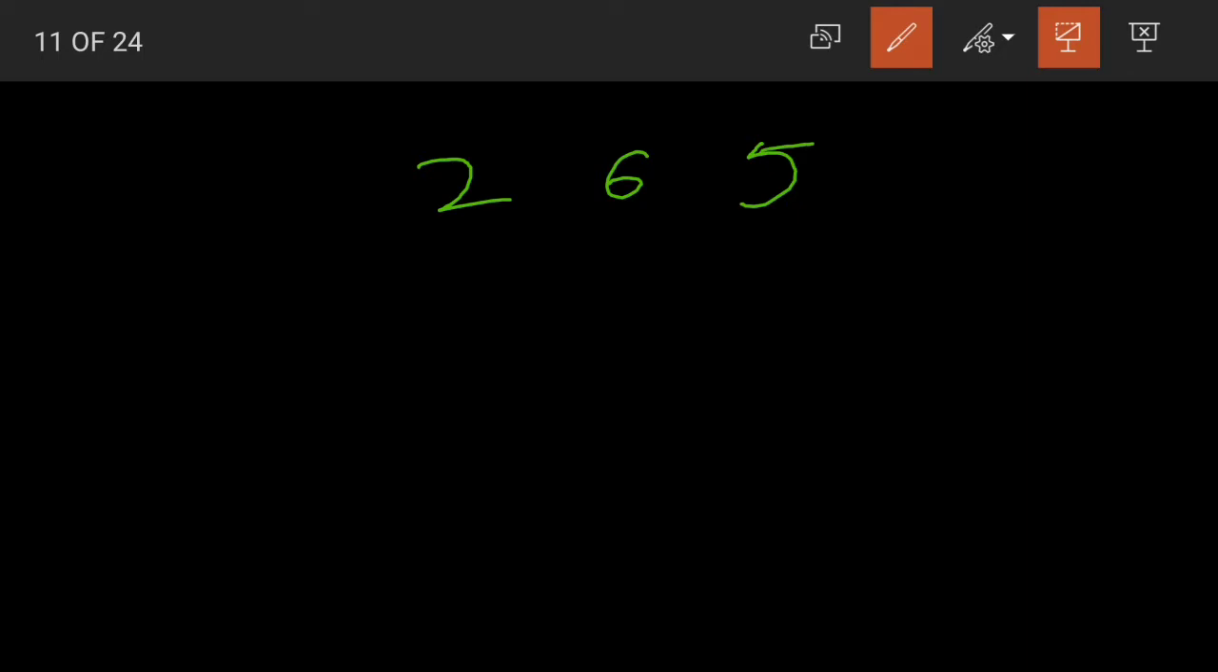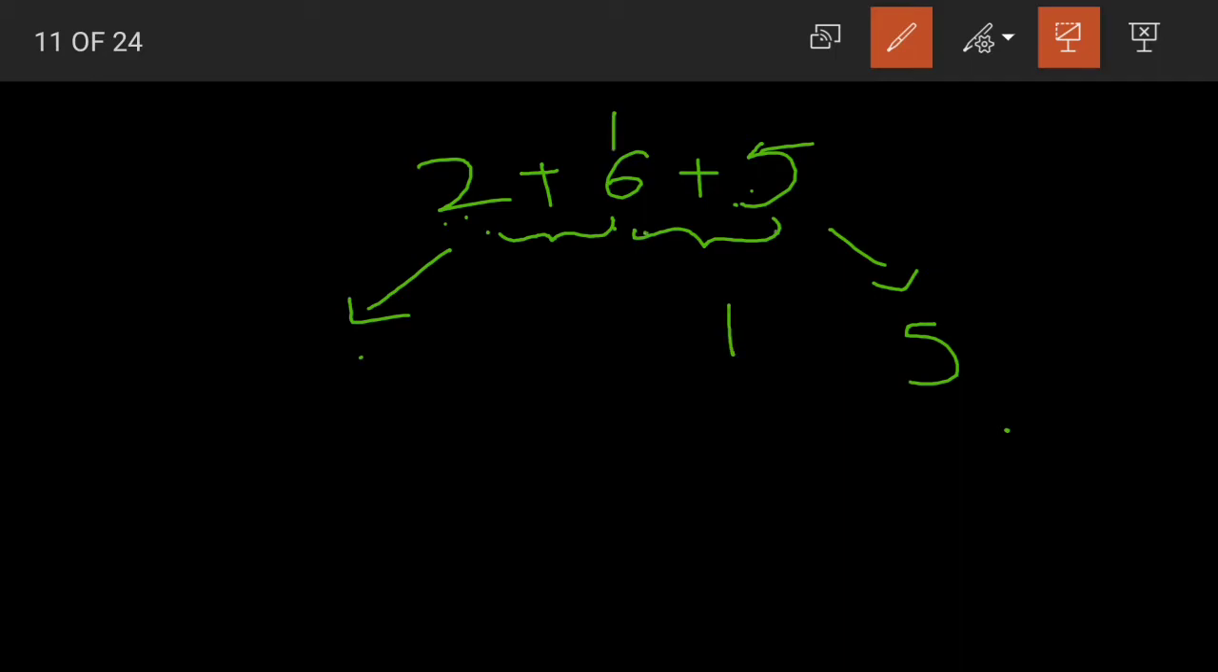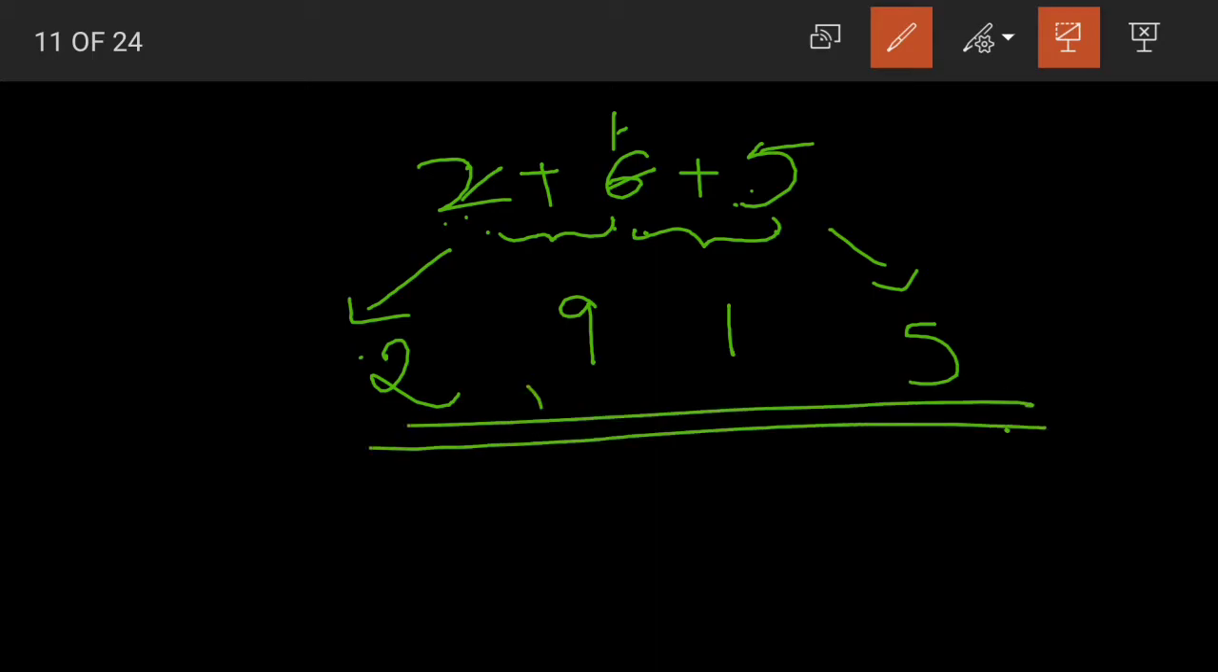See, 265. Always remember children, the last digit and the first digit should be written as it is. The digits in the middle are added in groups of 2. See, 5 plus 6 and 6 plus 2. 5 plus 6 is 11, 1 here, 1 carried. 1 plus 6, 7. 7 plus 2, 9. And 2 as it is. 2915. What is this? This is 265 multiplied by 11. Let us cross check whether the answer we got is correct or not.